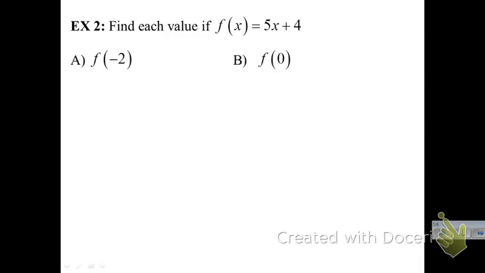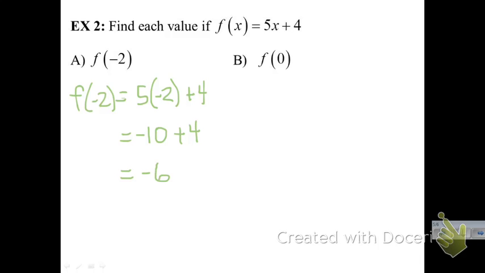On example 2, it says find each value if f of x equals 5x plus 4. So it wants you to find f of negative 2. And what that means is you're going to take all of this negative 2 and replace that x there and then simplify it. So we can say f of negative 2 is equal to 5, and we're replacing that x with negative 2, and then we'll add 4. So then we take 5 times negative 2 is negative 10, and add 4 to get negative 6. And so we would finish this by saying f of negative 2 equals negative 6.